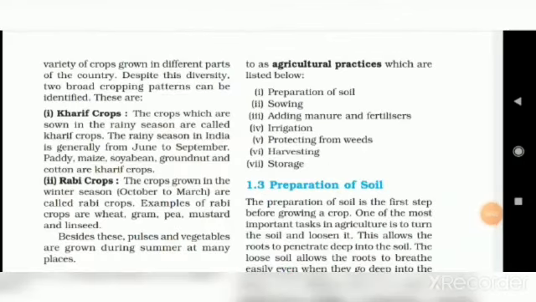So basically, when we grow plants, we all do these activities like preparation of soil and then sowing, and then we add manures and fertilizers to the plants, and then we give water to our plants, and then we protect them from weeds, and then harvesting and storage.